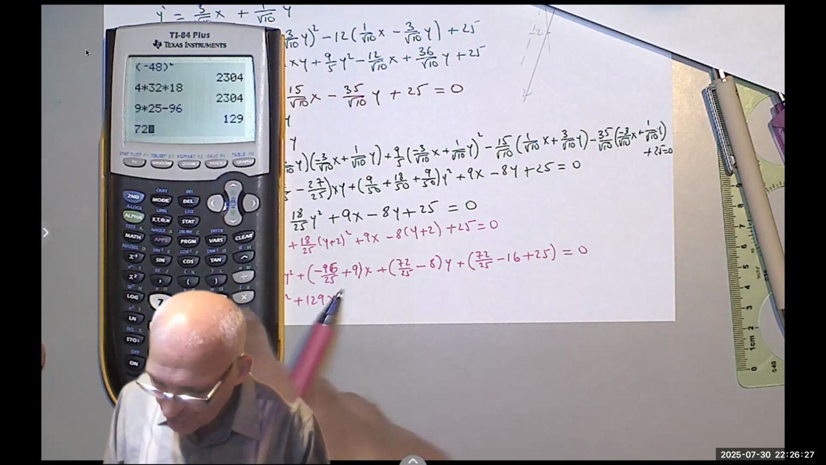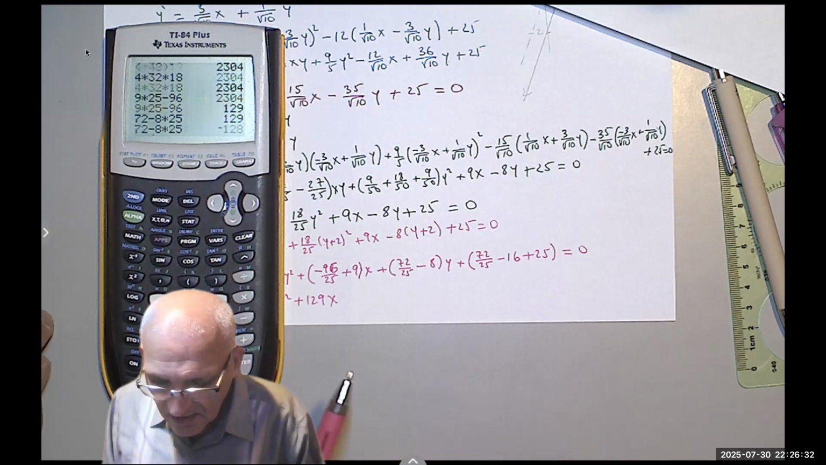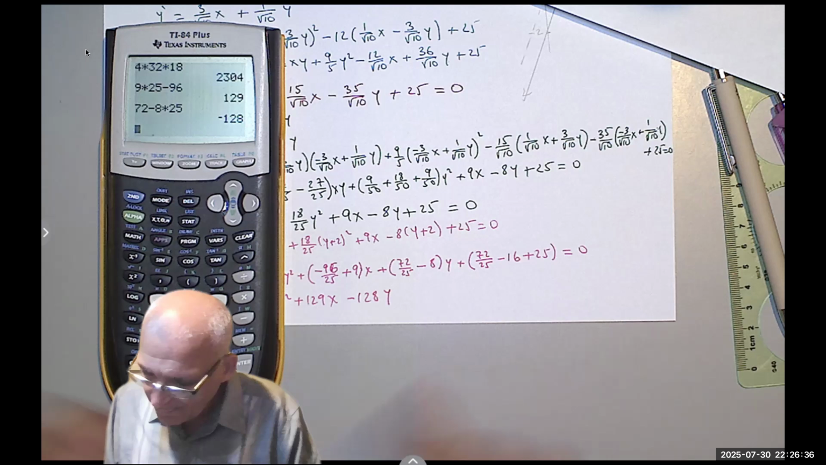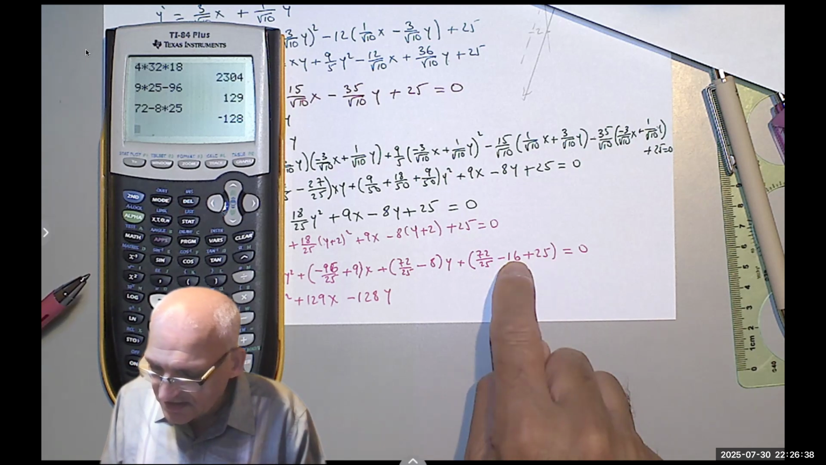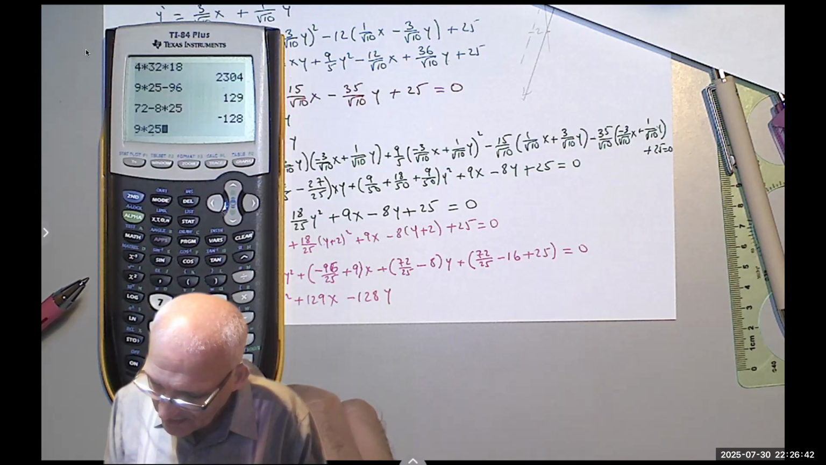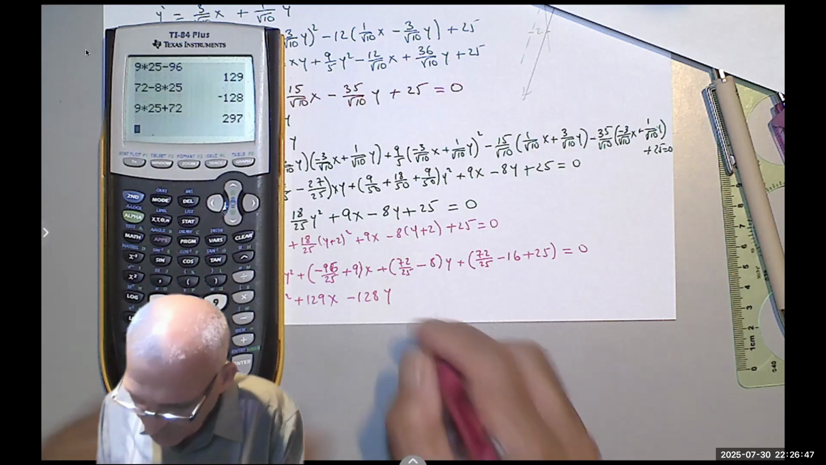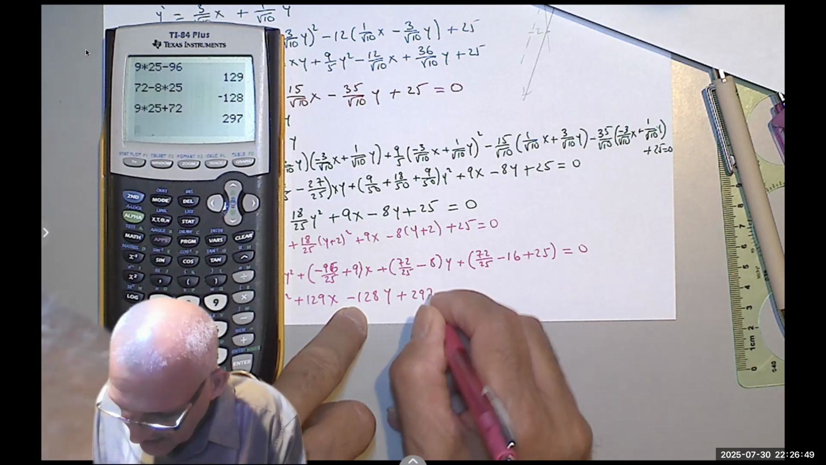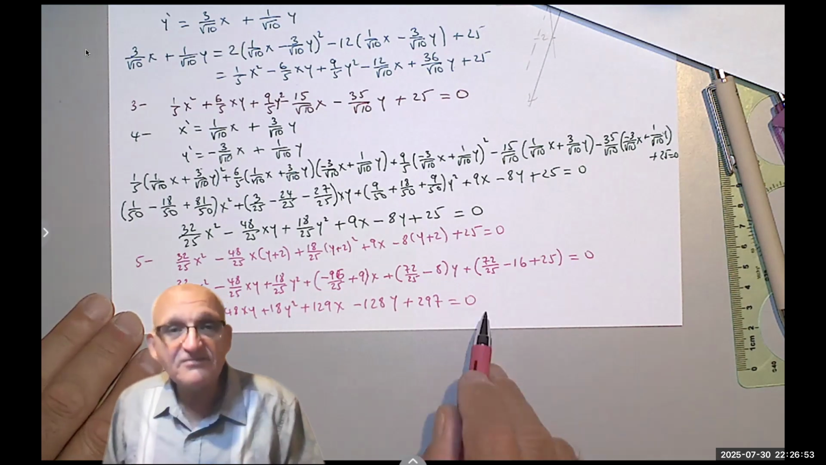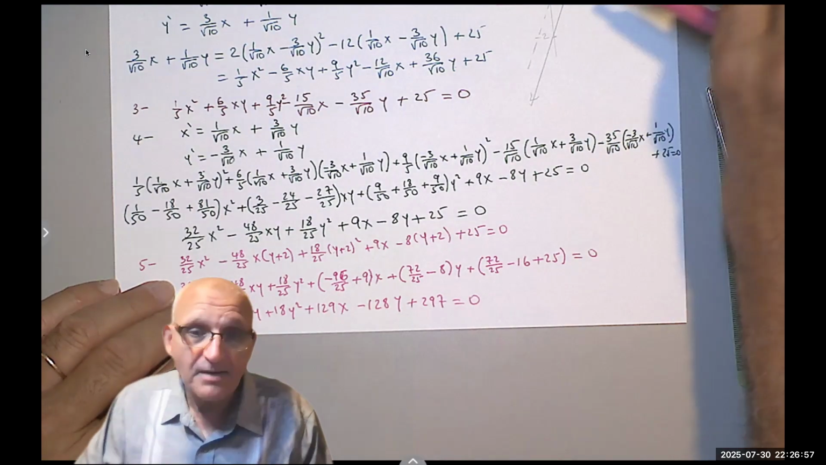72 minus 200, or minus 8 times 25. I get negative 128y. And then 25 minus 16 is 9. 9 times 25 plus 72 is 297 equals 0. So I'm saying this is the final equation of the parabola.